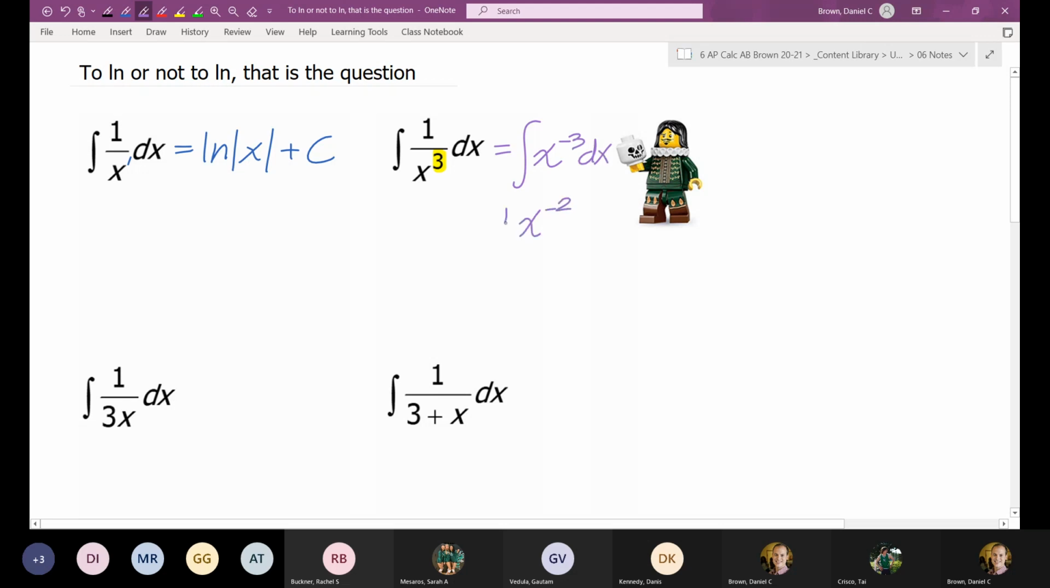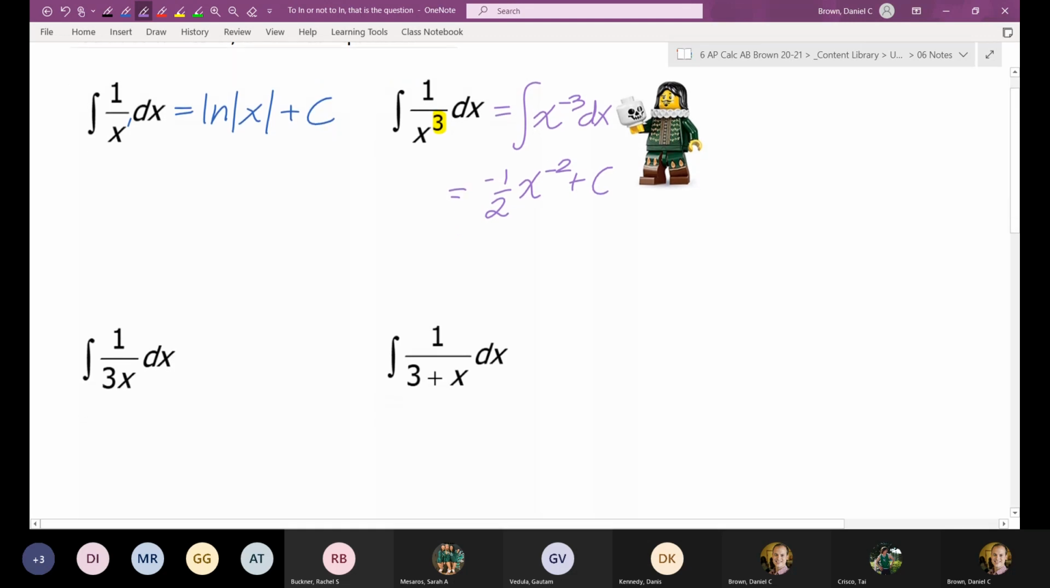Add 1 to the exponent, divide by the new exponent, plus c. So we have new stuff and then old stuff. Looking at the two underneath it, I have the integral of 1 over 3x dx. Let's talk about that one first.